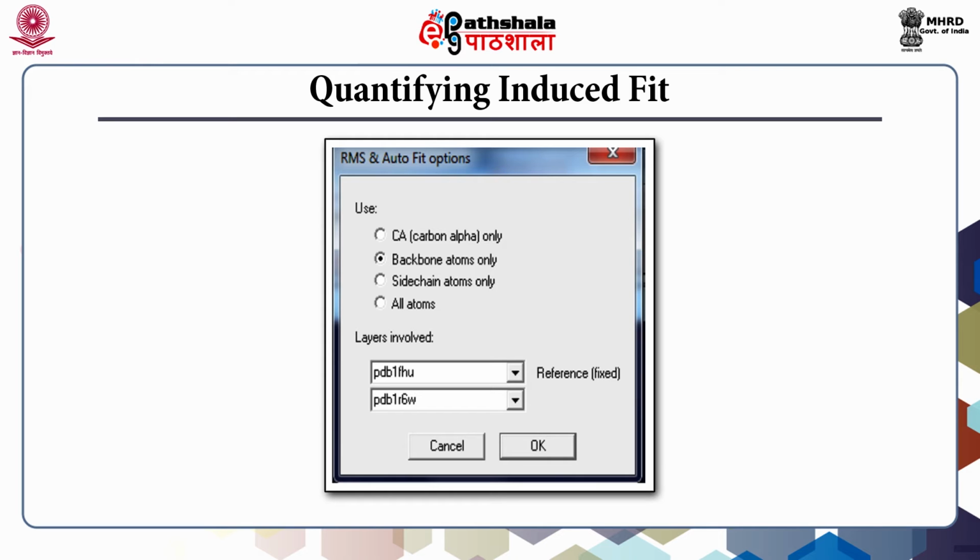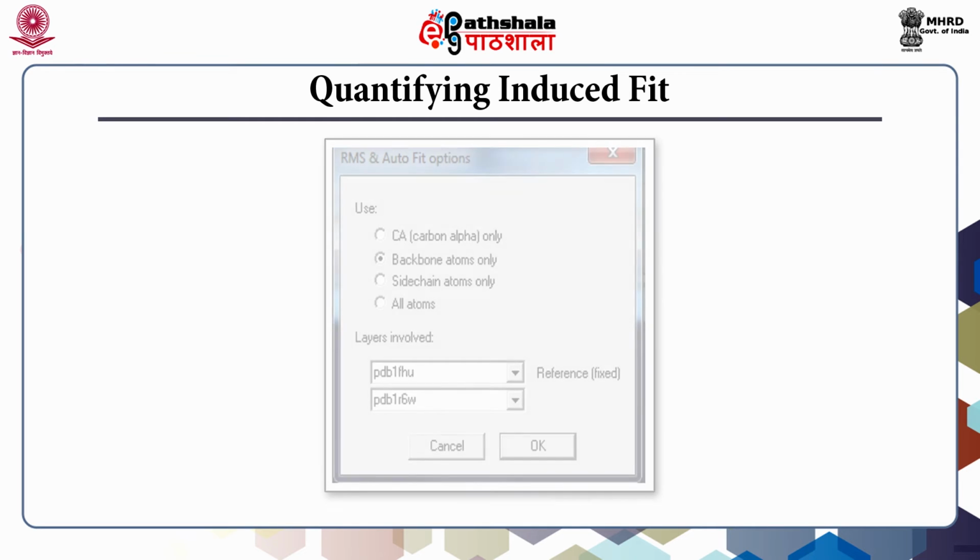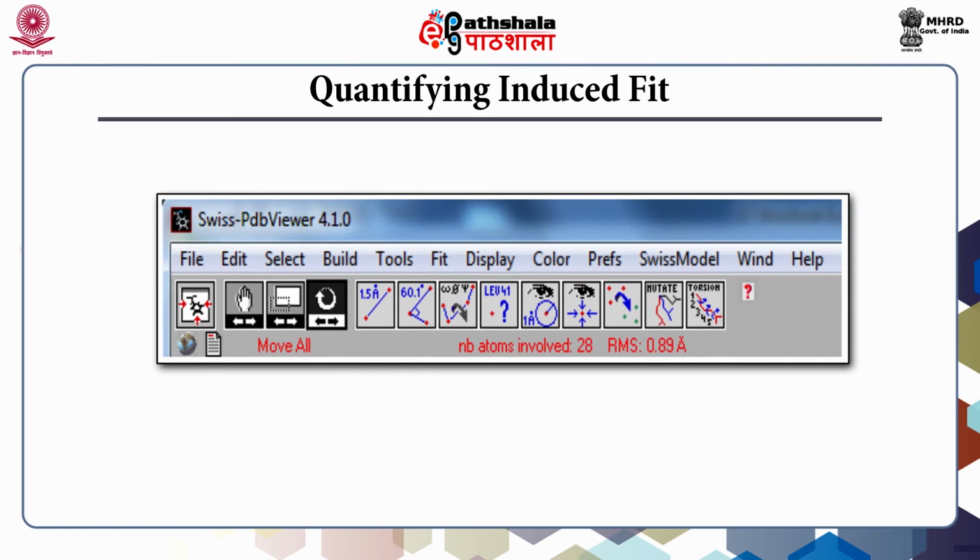Check the radio button for backbone atoms, select PDB 1FHU as the fixed layer and PDB 1R6W as the second layer, and click OK. This will display RMS in the status bar, below the toolbar, as 0.89 angstroms, which shows that there is induced fit binding of the substrate into the active site through average movement of each atom in the backbone by 0.89 angstroms.